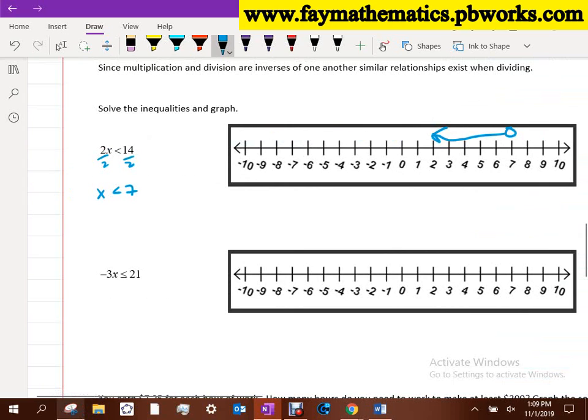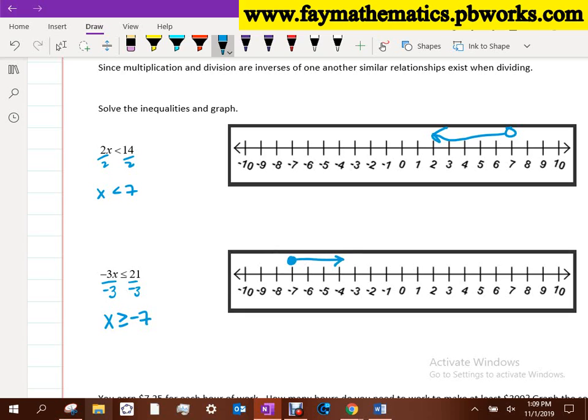Okay, so now what do I do on this last one? Divide by negative 3. Okay, good. So what's 21 divided by negative 3? Negative 7. And now it was a less than, so I divide by negative, so it turns into greater than or equal to. Open or closed? Closed. Which way do I graph? Graph to the right.